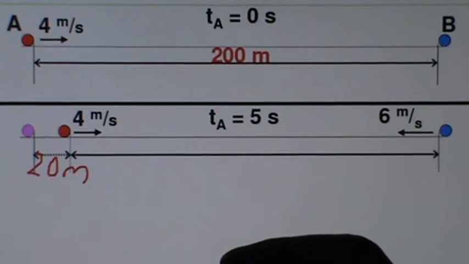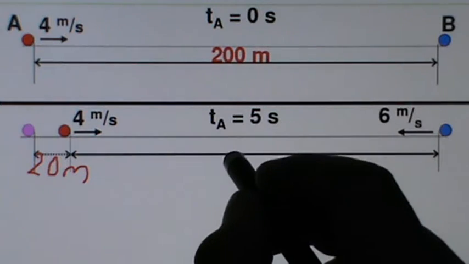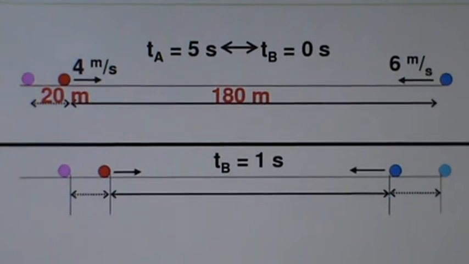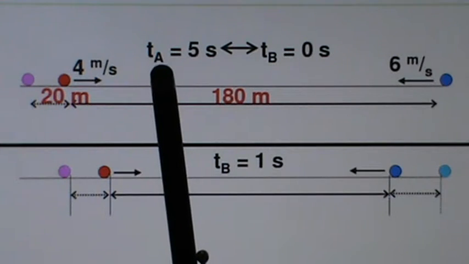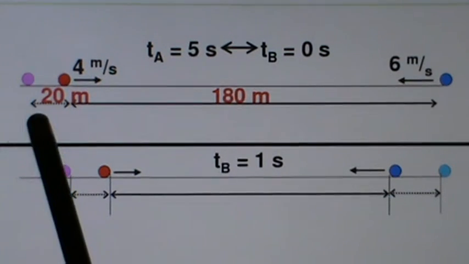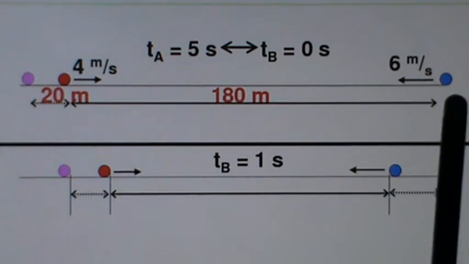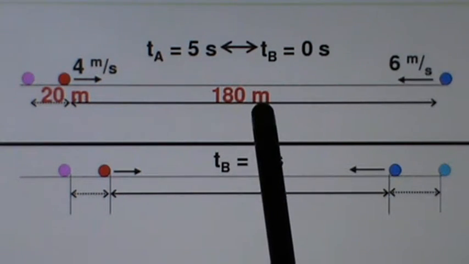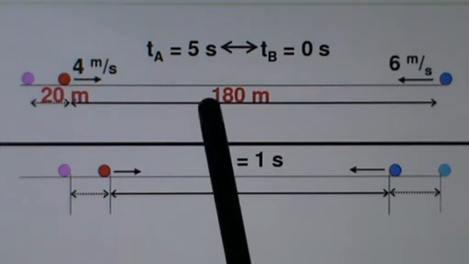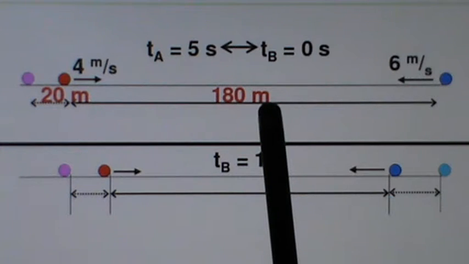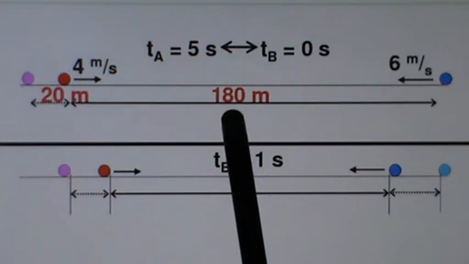So the distance after 5 seconds here is 20 meters, and B is still in here. So now after 5 seconds, the distance between A and B is 180 meters. So this is the situation after A moves 5 seconds, or we can say the time for B is 0. And this is the distance traveled by A, 20 meters, and the distance between A and B now is 180 meters. Now we can start from the time when B starts moving. So the initial distance is 180 meters, and now we have a similar situation compared to our previous problem, but the initial distance now is 180 meters.